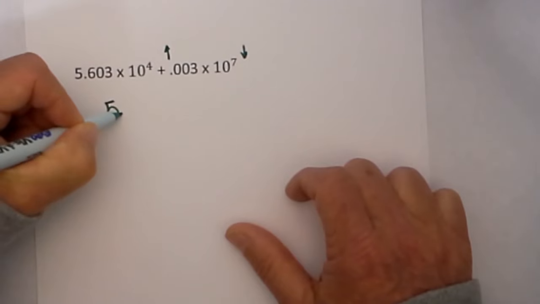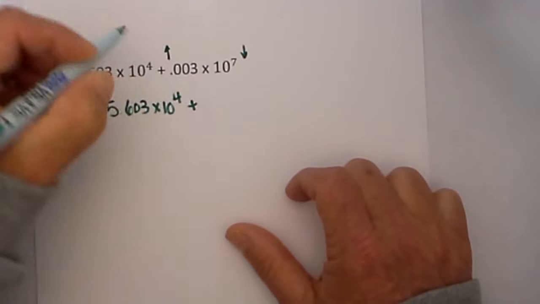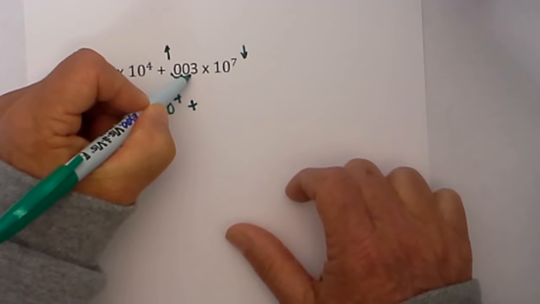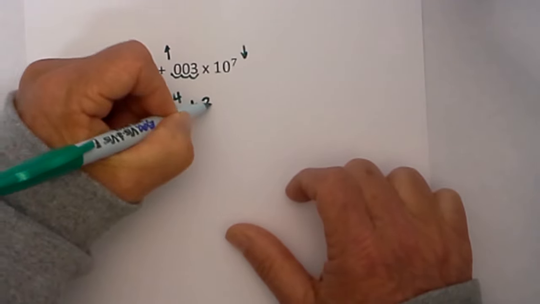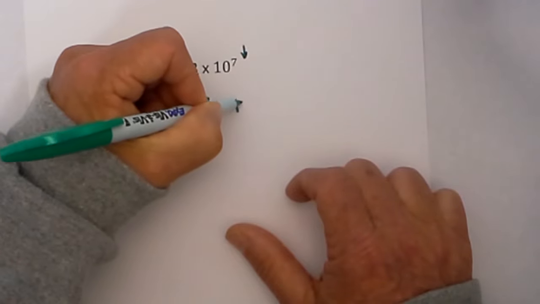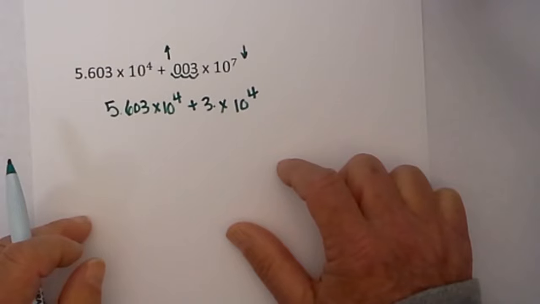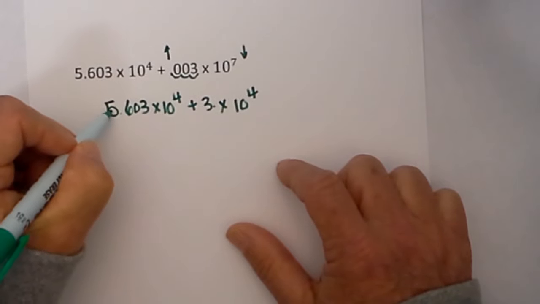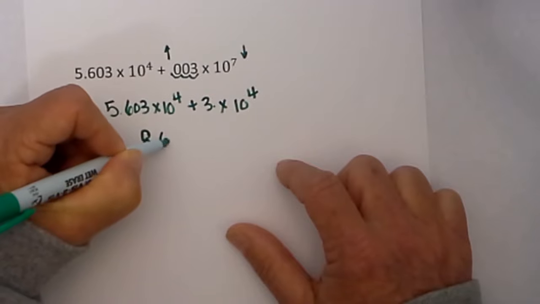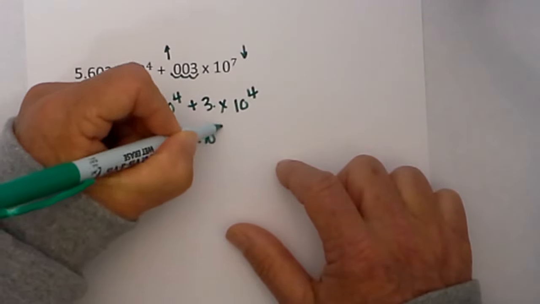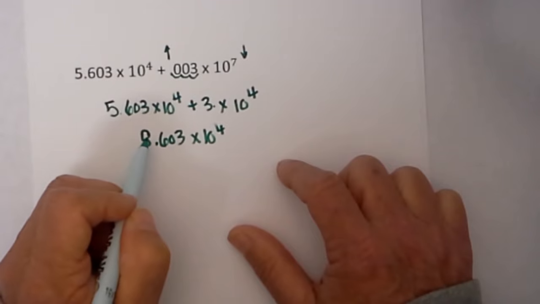So I will have 5.603 times 10 to the 4th plus, and I'm going to move the decimal 3 places. Why 3? Because 4 plus 3 is equal to 7, so that becomes 3 times 10 to the 4th. Okay, now my 2 exponents are in good shape. I will now add them. 5.603 plus 3 is equal to 8.603 times 10 to the 4th. Our number is between 1 and 10, and so we don't have to adjust this.